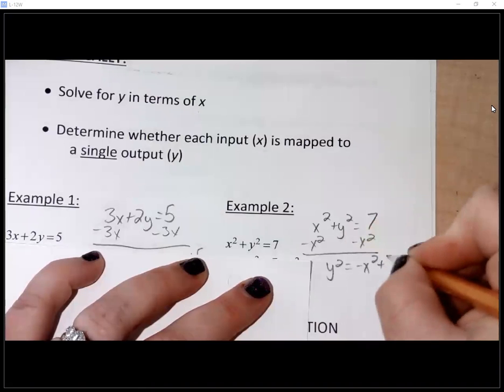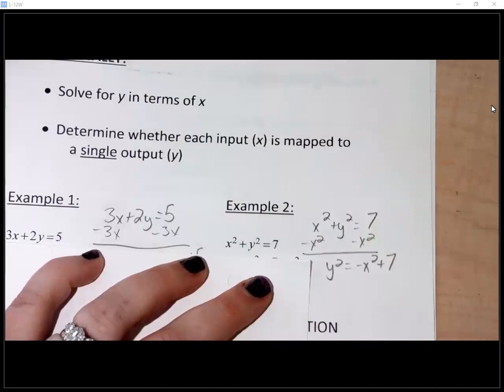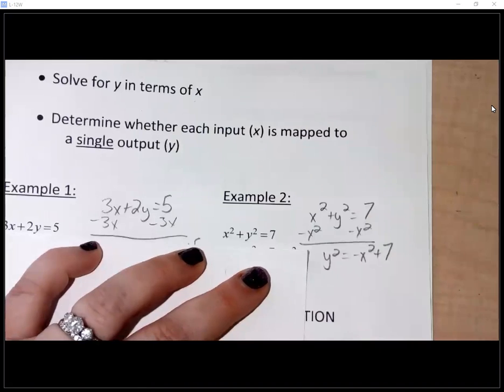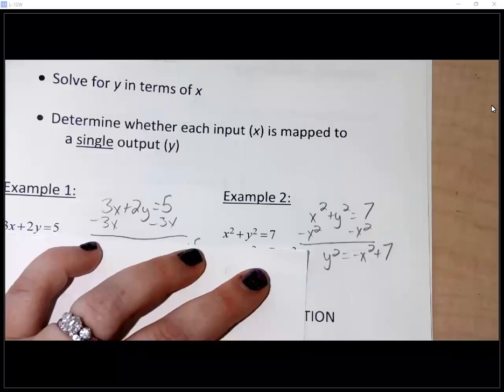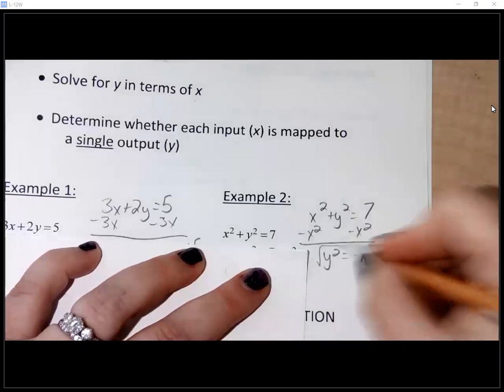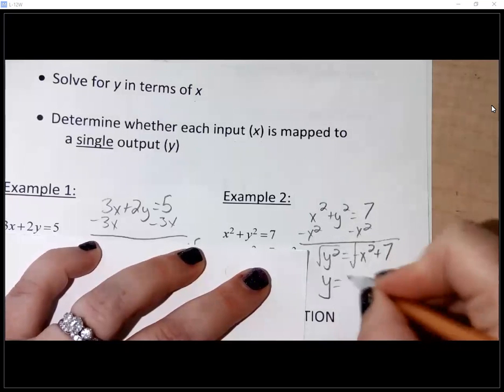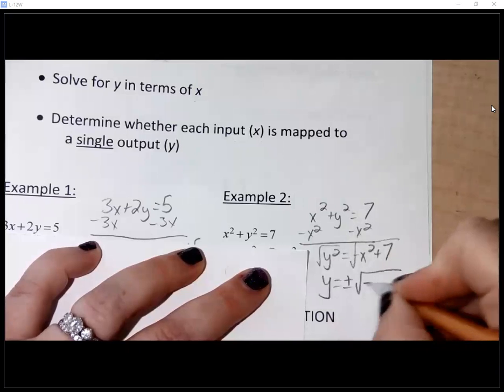And now what do I need to do to get rid of a square? I need to take a square root. And what did we just say when we were going over the test? When I take a square root, Jake, you need plus and minus. You need both roots. Anytime I square root both sides, I need the positive and negative square root of all this business.